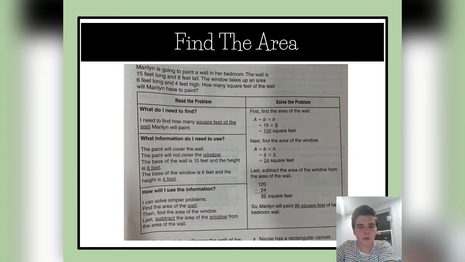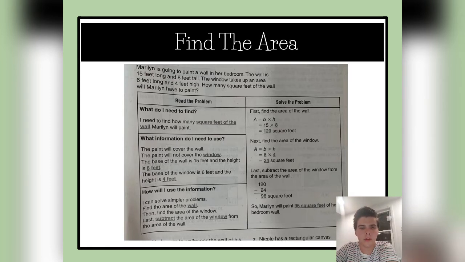Marilyn is going to paint a wall in her bedroom. The wall is 15 feet long and 8 feet tall. The window takes up an area 6 feet long and 4 feet high. How many square feet of the wall will Marilyn have to paint?